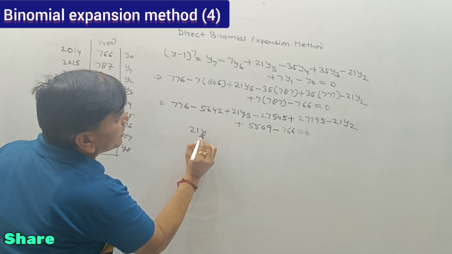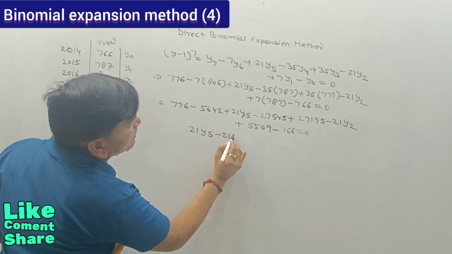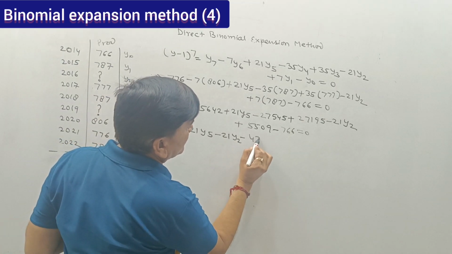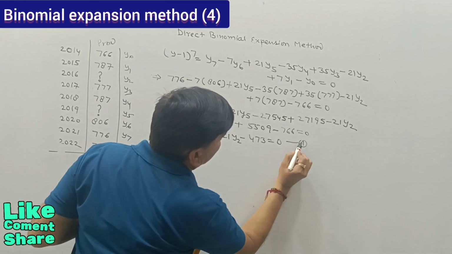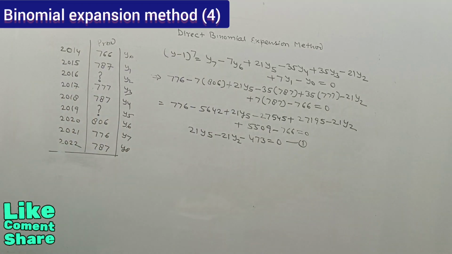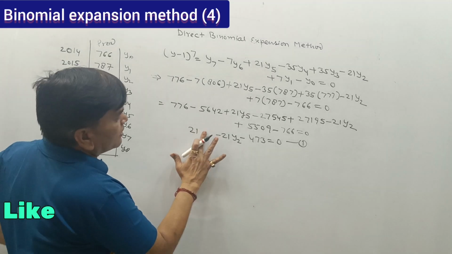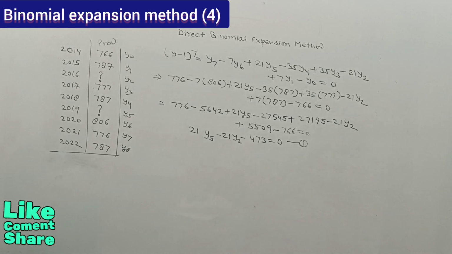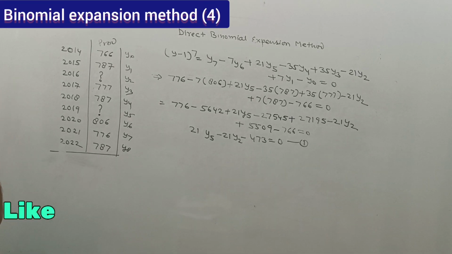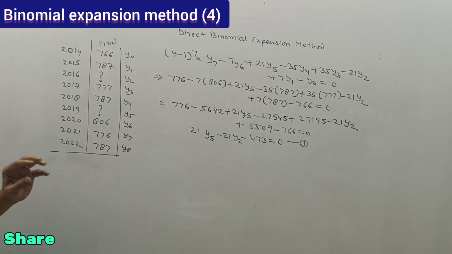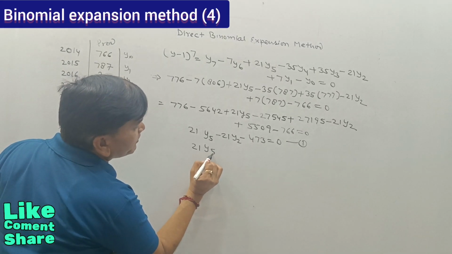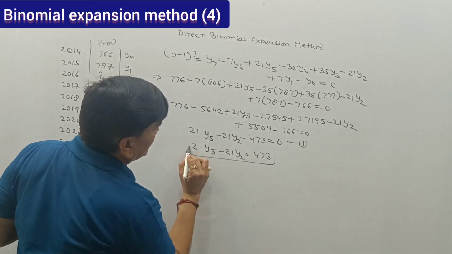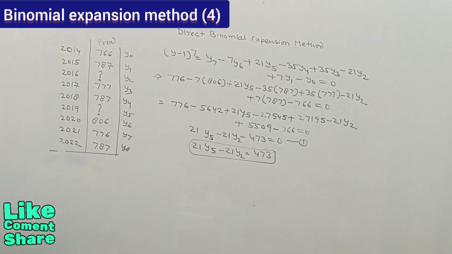So 21y5 minus 21y2 minus 473 is equal to 0. That is the first equation. The first equation is 21y5 minus 21y2 minus 473 is equal to 0. So we can write 21y5 minus 21y2 is equal to 473. This is our first equation.